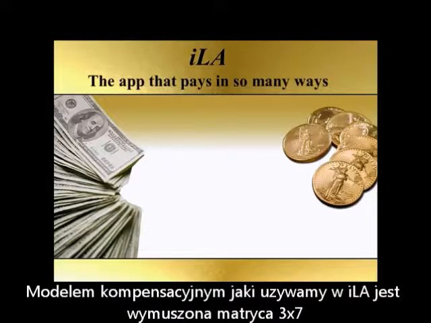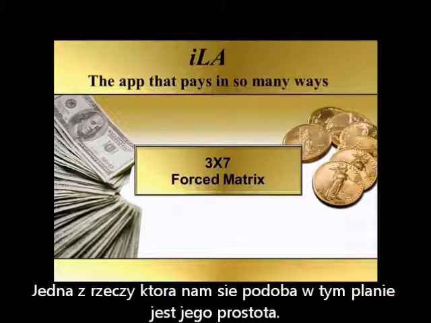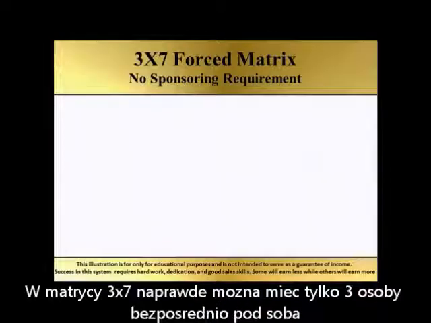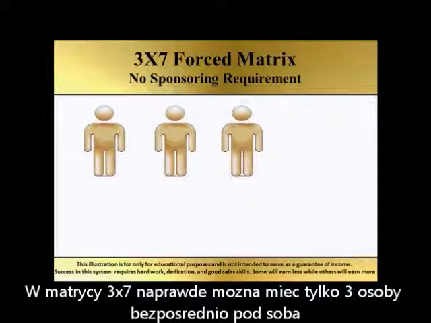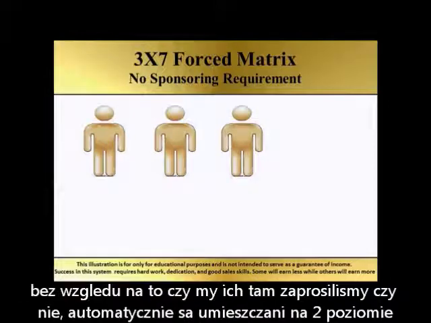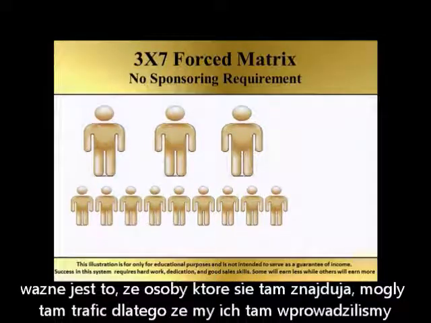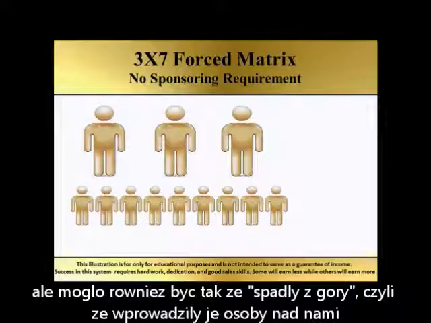The compensation model that iLA is using is a powerful 3x7 forced matrix. And one of the things that I enjoy so much about this compensation plan is its simplicity. With the 3x7 forced matrix, you can truly only have 3 people direct to you. If anybody else beyond 3 people is brought into your organization, whether or not you put them there, they're automatically placed on your second level. The people placed there could be people you brought on board, and it also could be that the people above you brought them on board.